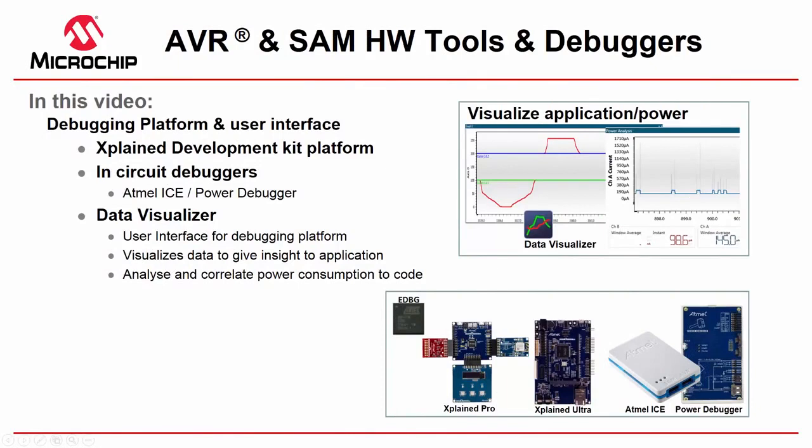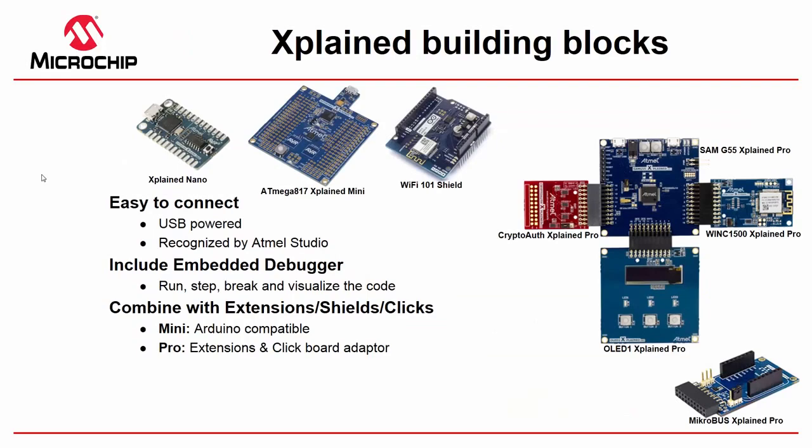So I'm going to give a short overview to AVR and SAM hardware tools and debuggers. We're going to talk about the debugging platform and user interface, the Xplained Development Kit platform. We're going to talk about in-circuit debuggers, namely the Atmel-ICE and Power Debugger. We're going to introduce the Data Visualizer, which is a user interface for our debugging platform. And this is used to visualize data and give insight to the application, as well as analyzing and correlating power consumption to code. So let's first start by introducing the Xplained building blocks.